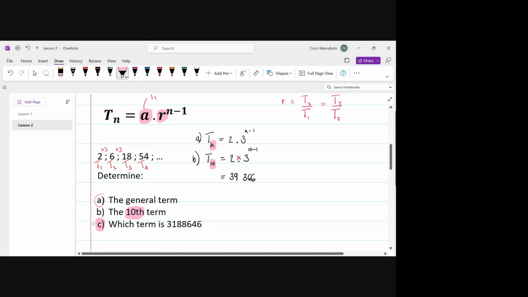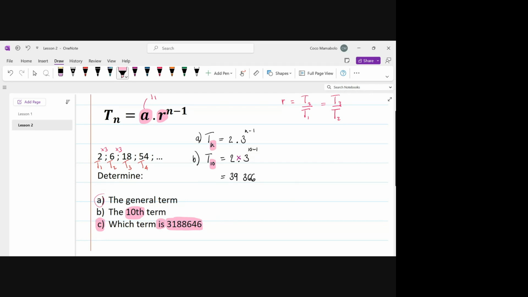All right. Let's talk about C. C is a little bit more complicated than we'd like. I'll be honest. But we're going to take it step by step. Now, whenever we see a large number like this, when they say which term is this, what are we replacing that 3,188,646 with? Which part of my general formula? Not n, because n would ask me for the term. That's it, Abu. We're going to take the whole of Tn and we're going to replace it with that number.